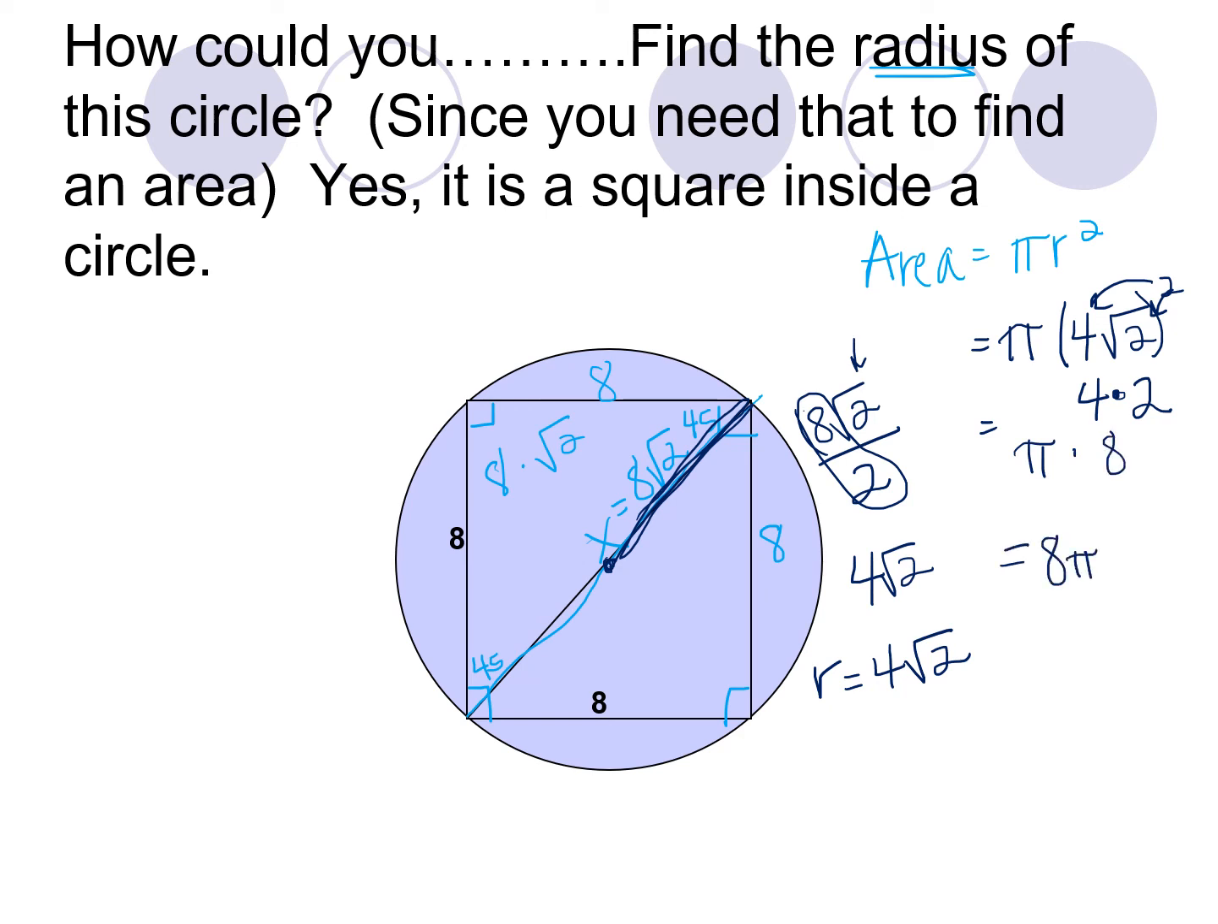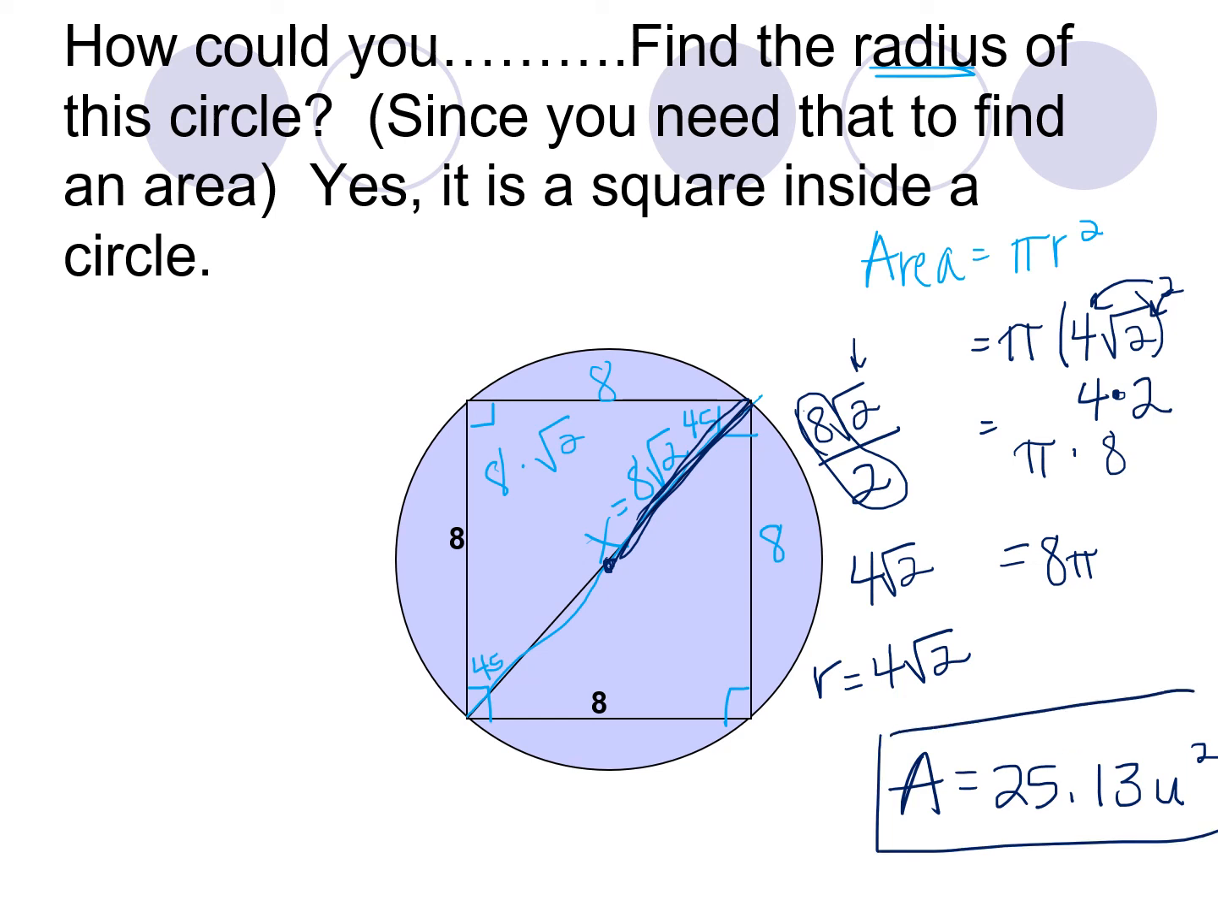So the area here is 8 pi, and if you were to take a second and type that into your calculator using the pi button, you would get back the number 25.13. So area would equal 25.13 units squared. And again, like I said, I kind of talked through that a little fast, but I didn't want to make this video too long.